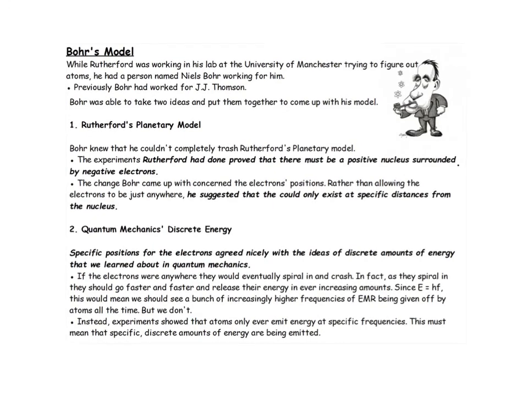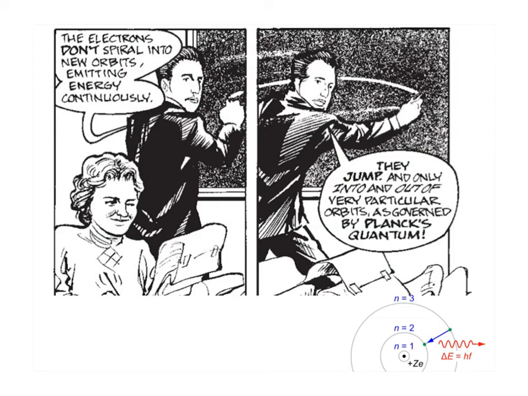And that's when another student of J.J. Thompson, Niels Bohr, came along, and he came up with Bohr's model and the first kind of quantum model of the atom. So he was able to take two different ideas to come up with his. One is Rutherford's planetary model. So there was a positive nucleus and there were negative electrons. The other was the idea of discrete energies, and he combined them into one idea.